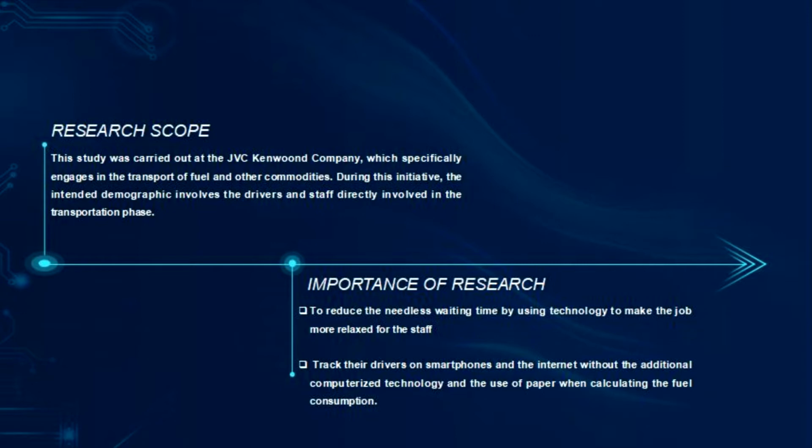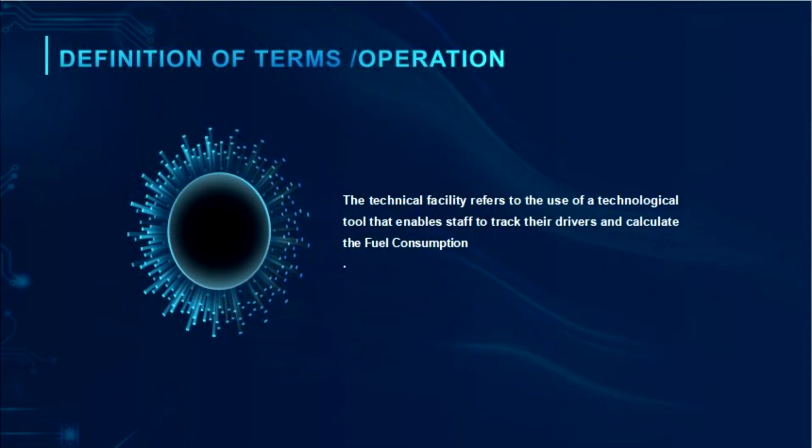The technology facility refers to the use of a technology tool that enables staff to track their drivers and calculate the fuel consumption. Now we are going to talk about the definition of terms and operations. What are they? The technical facilities refers to the use of the technological tool that enables the staff to track their drivers and calculate the fuel consumption.